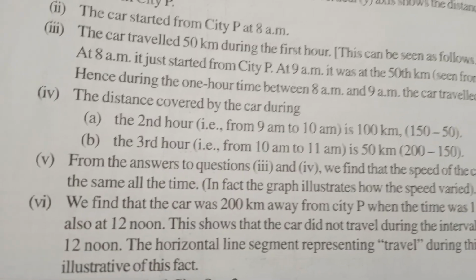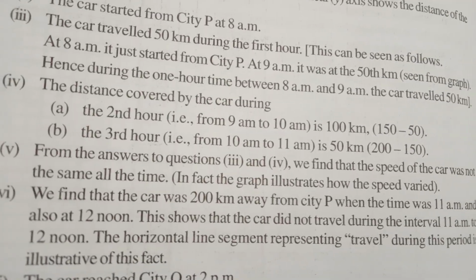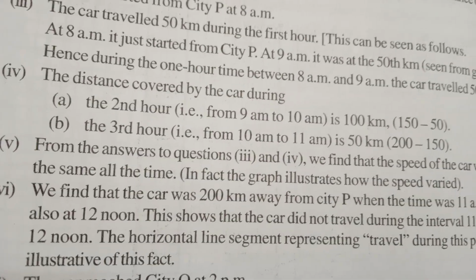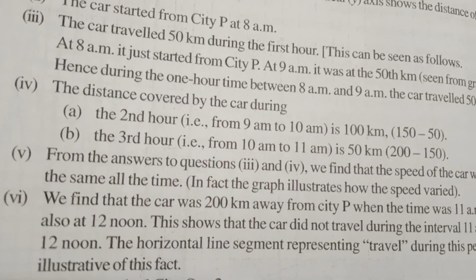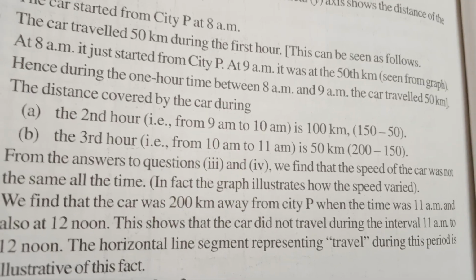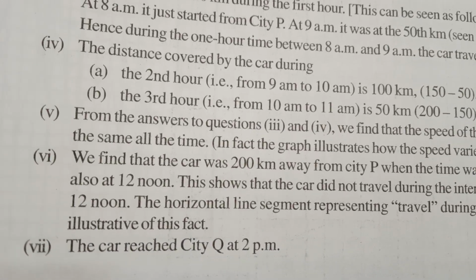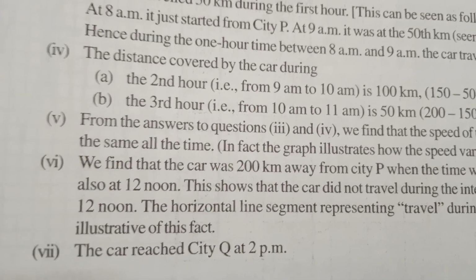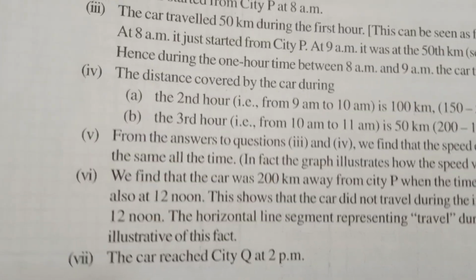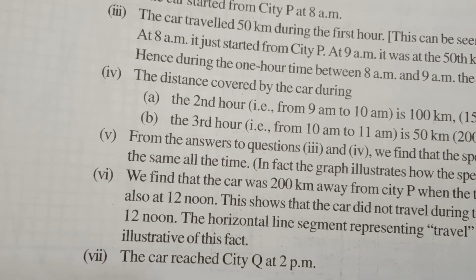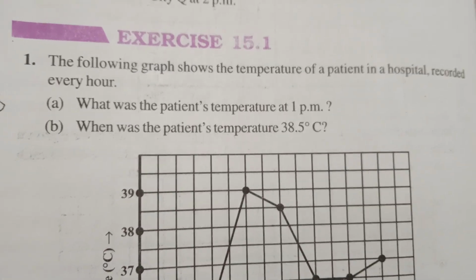And in the fifth one, we find that the car was 200 kilometers away from city P when the time was 11 a.m. and also at 12 noon. This shows that the car did not travel during this interval, 11 a.m. to 12 noon. The horizontal line segment represents the stop during this period, illustrative of this fact. And the last one, the car reached city Q at 2 p.m., as the distance covered at 2 p.m. is exactly 350 kilometers.